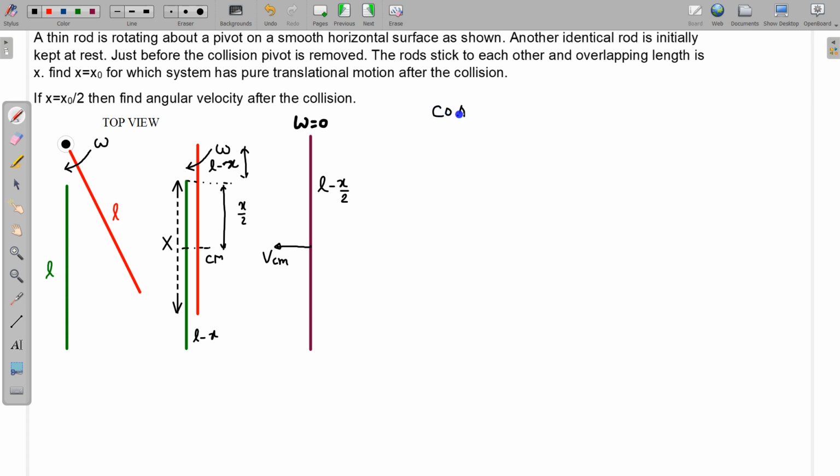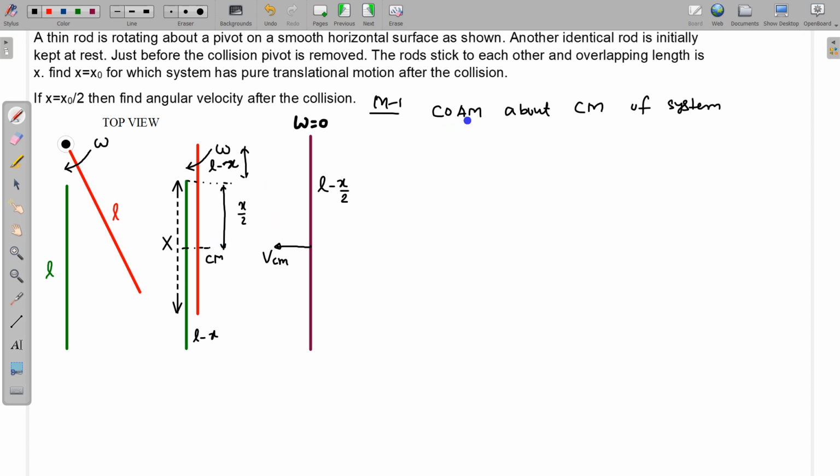Conservation of angular momentum about the CM of the system. I am applying this concept, and this is my method number 1: conservation of angular momentum about the CM of the system. So, conservation of angular momentum.